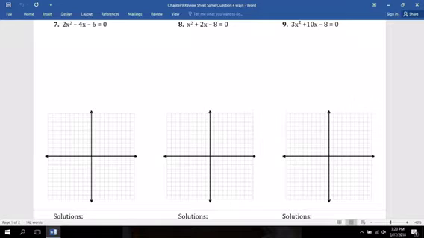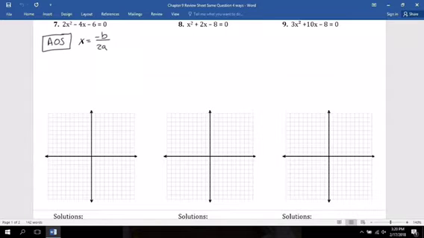In the next section, questions 7 through 9, they want us to solve by graphing. To solve by graphing, I remember that one of the easiest ways to start is to look for my axis of symmetry first. The axis of symmetry has the same formula for all of these problems: x equals negative b over 2a.